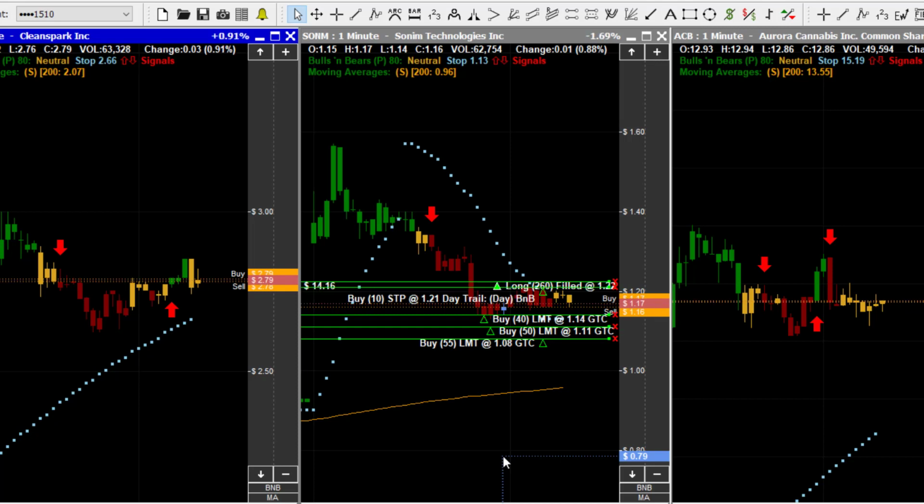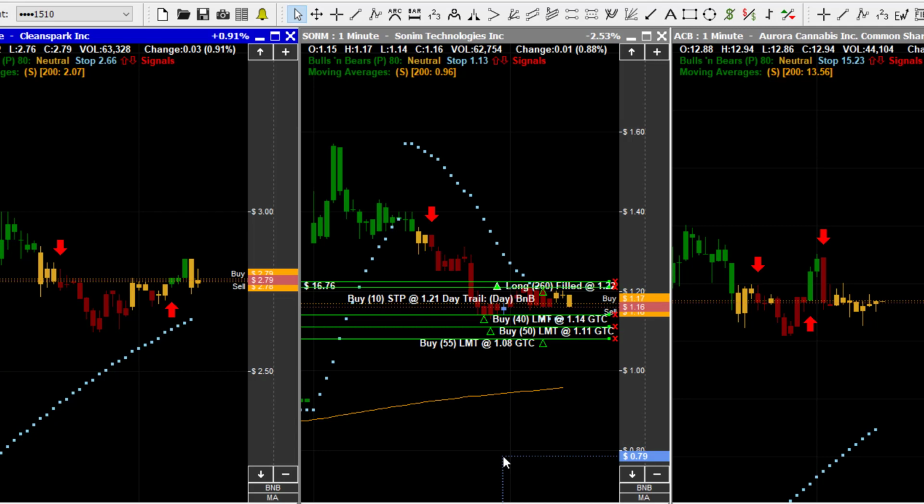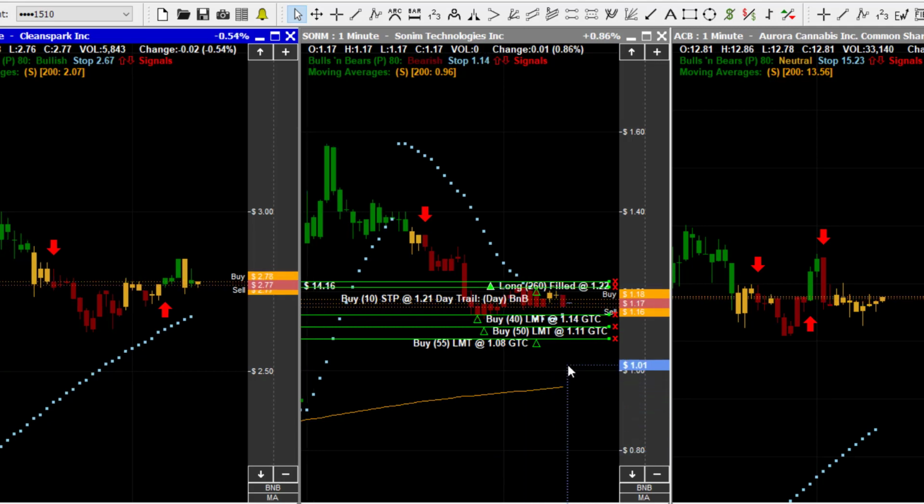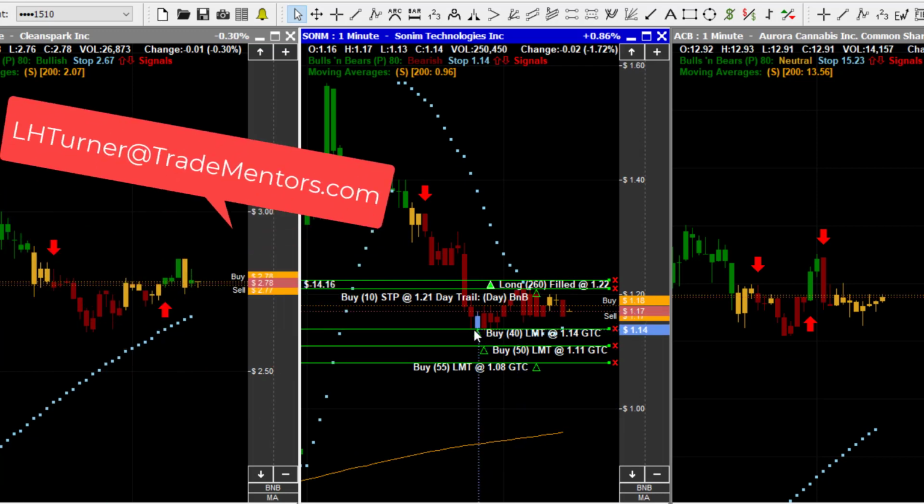We can come in here and start trailing on blue light systems. We can do crossovers. We can do the Fibonacci numbers, and we can read those things and do all the math calculations and all that fun stuff that we talk about at Trade Mentors and in those courses.